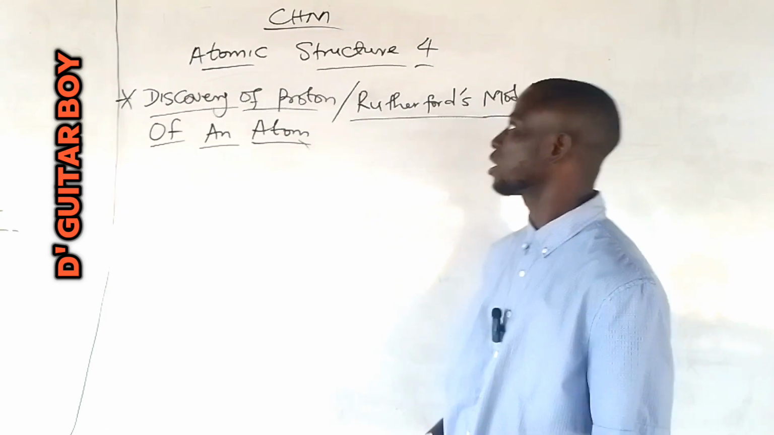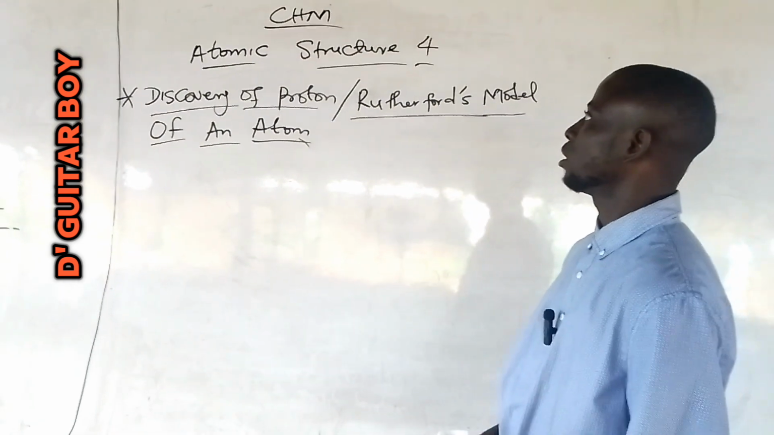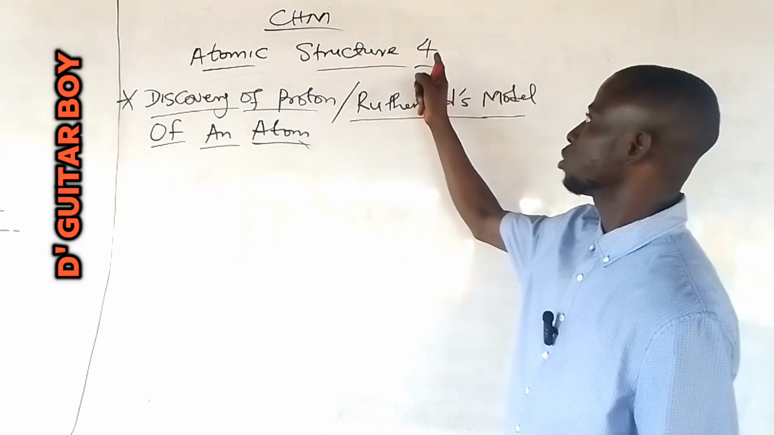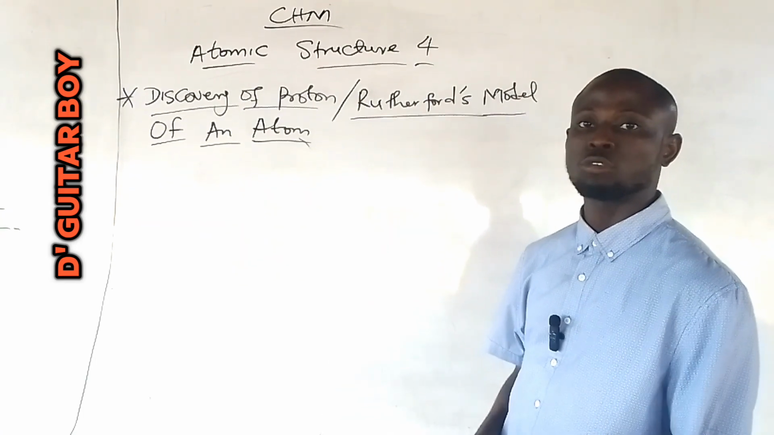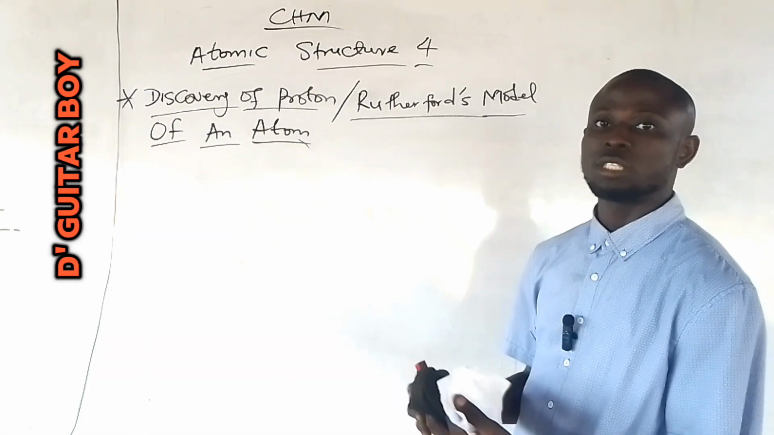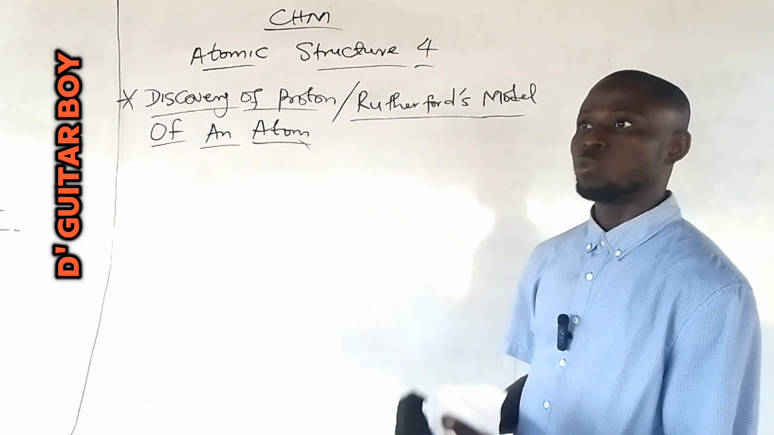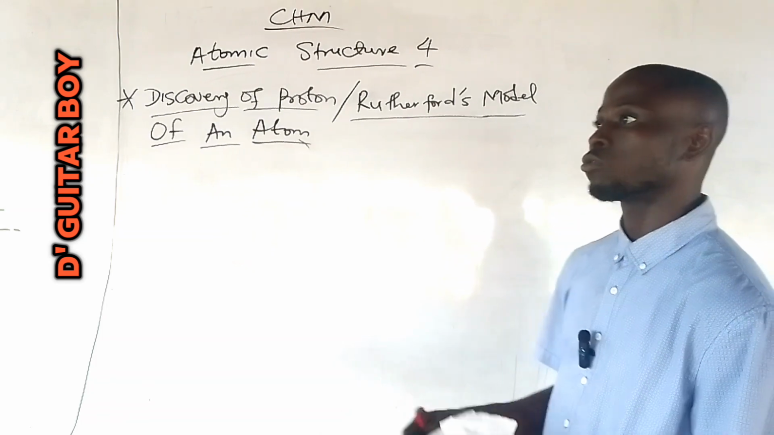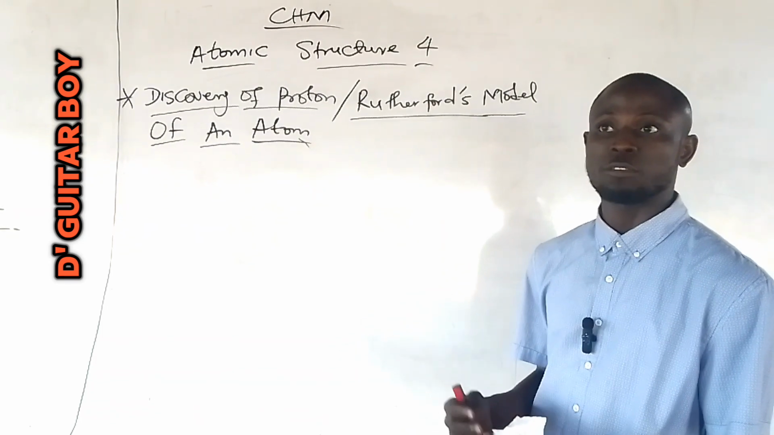Today we are going to be doing chemistry, and we are still on the topic of atomic structure. This is atomic structure 4. I decided to name it 1, 2, 3, 4, 5, 6 in order to connect the topic together. We cannot just treat them under one video, so we have to break it down in order for us to touch the important aspect of it.